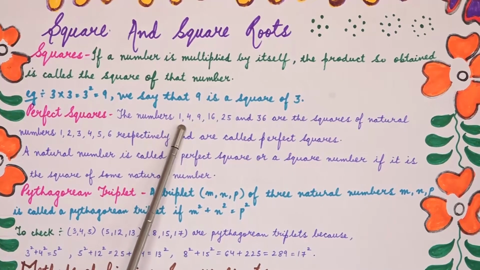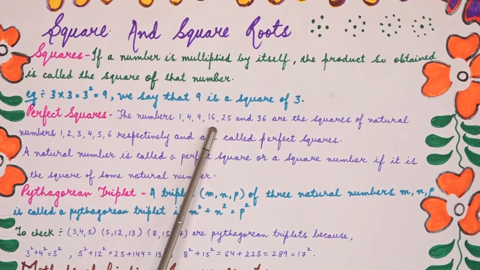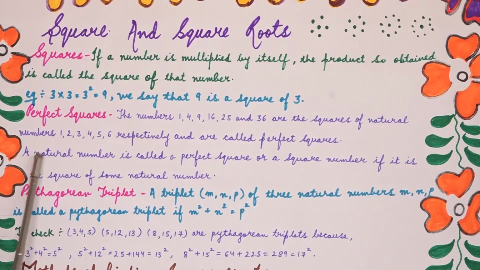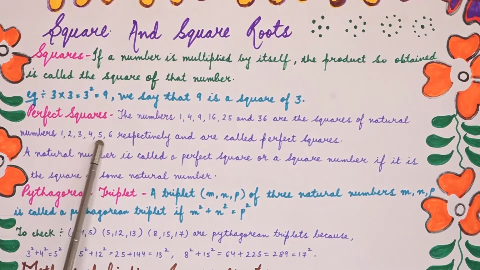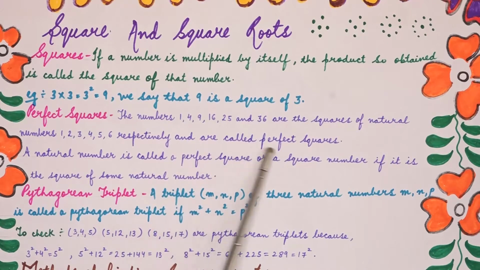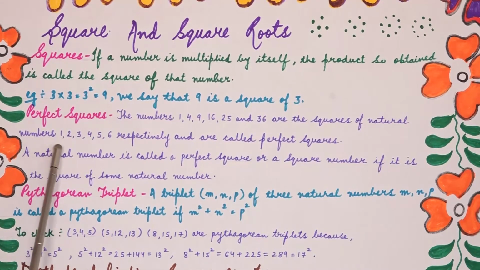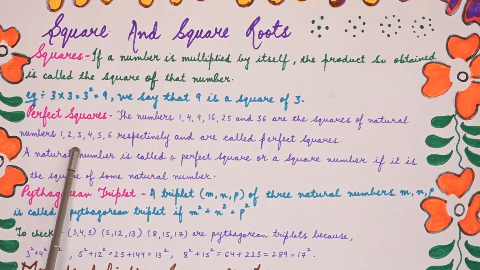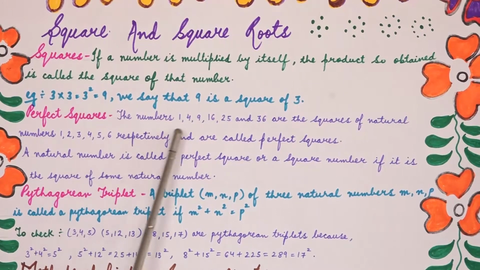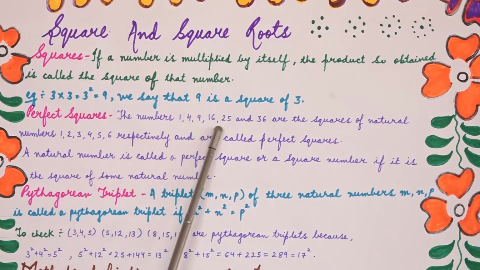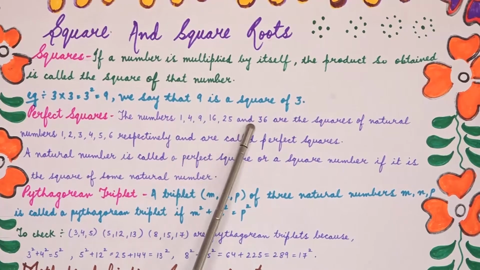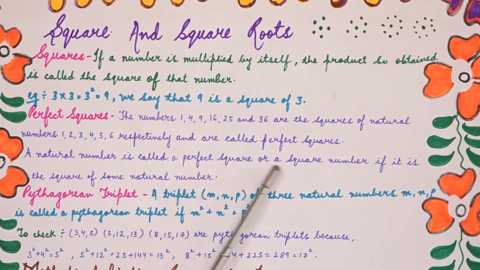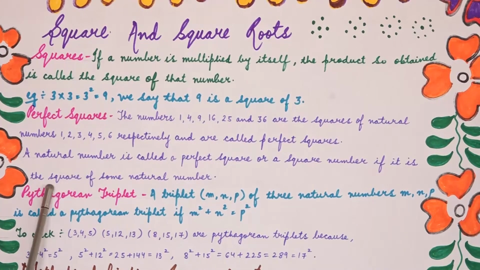The numbers 1, 4, 9, 16, 25 and 36 are the squares of natural numbers 1, 2, 3, 4, 5, 6 respectively and are called perfect squares, because we know square of 1 will be 1, square of 2 will be 4, square of 3 will be 9, square of 4 will be 16, square of 5 will be 25, square of 6 will be 36 and so on. A natural number is called a perfect square or a square number if it is the square of some natural number.